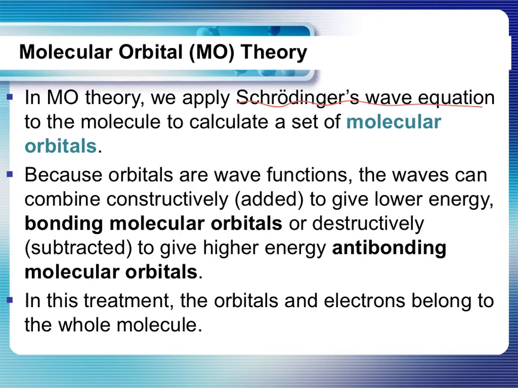We combine the wave functions for the two atomic orbitals. And when the two waves combine constructively, we end up with what we call bonding molecular orbitals that are more stable, lower in energy. And then if they combine destructively, we end up with anti-bonding molecular orbitals that are higher in energy and undesirable.